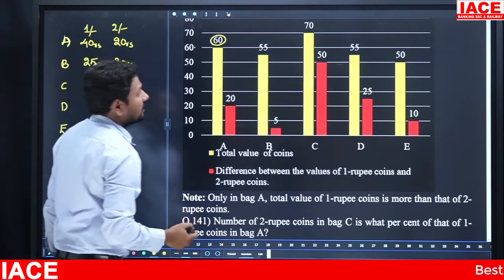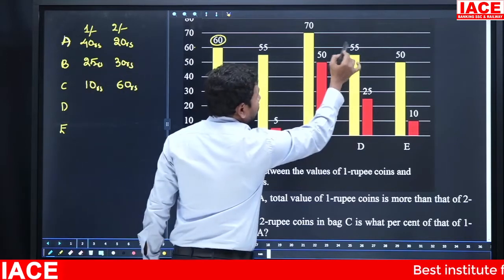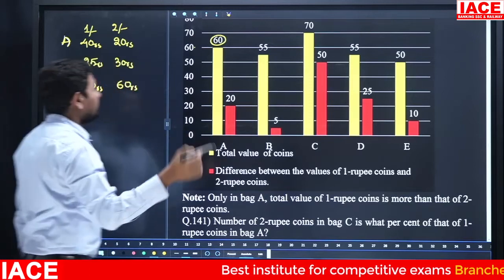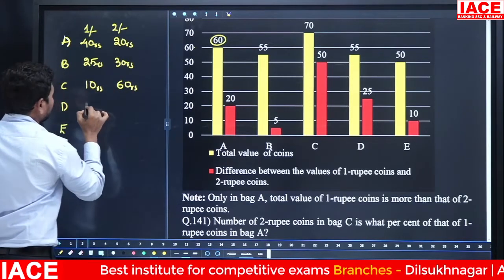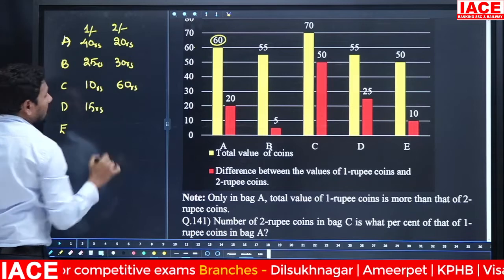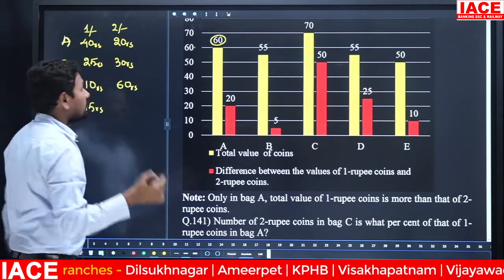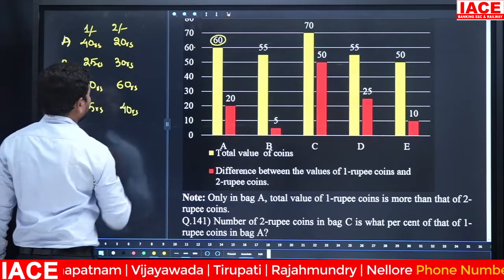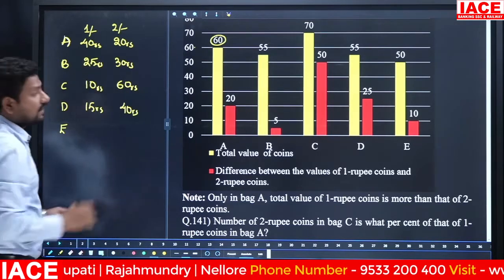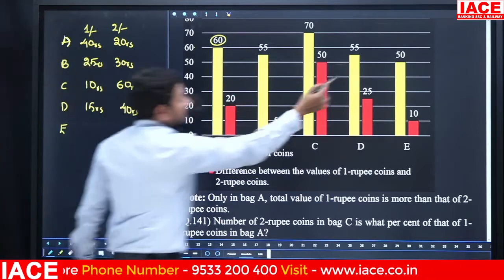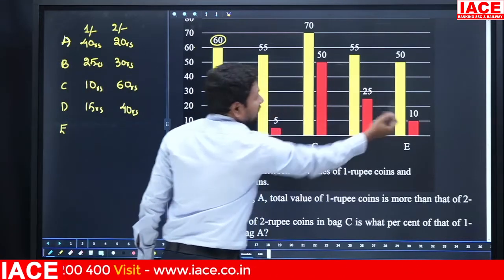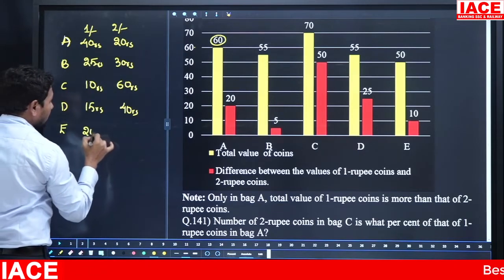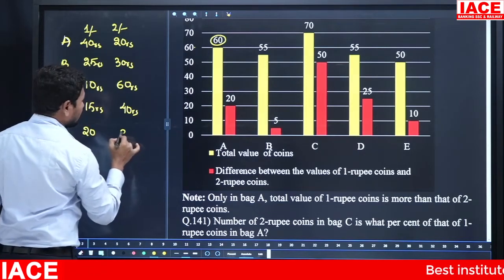Next, in the same way, we will calculate for D. Half of 55 is 27.5, half of 25 is 12.5. 27.5 minus 12.5 is equal to 15 rupees. And 27.5 plus 12.5 is 40 rupees. And next we will write for E. Total is 50, difference is 10. Half of 50 is 25, half of 10 is 5. 25 minus 5 is 20, and 25 plus 5 is 30.